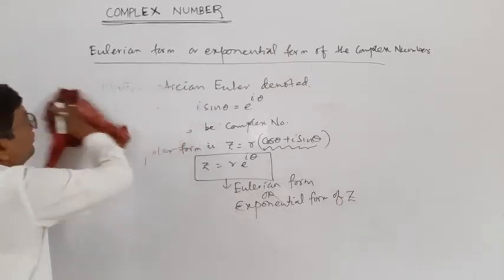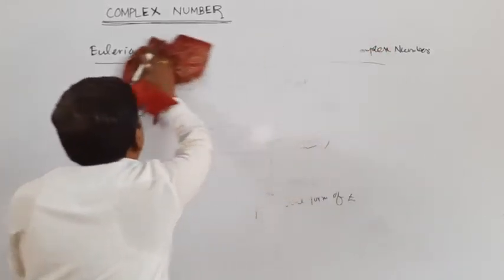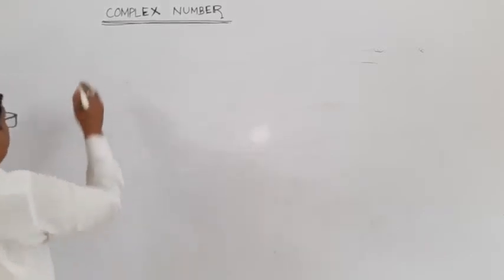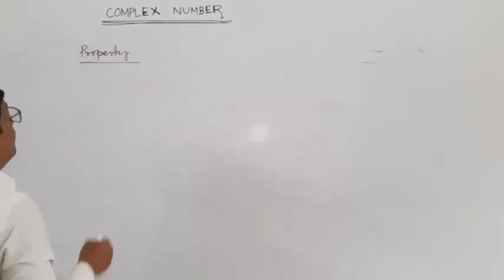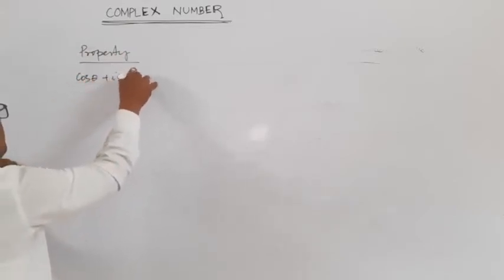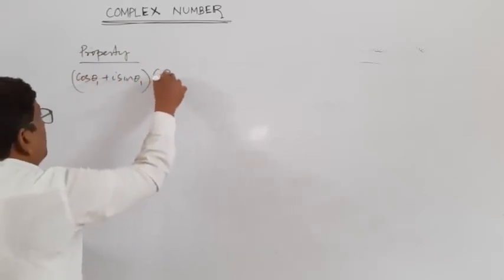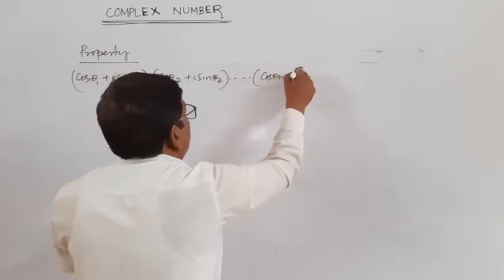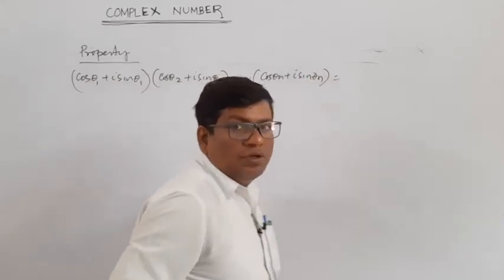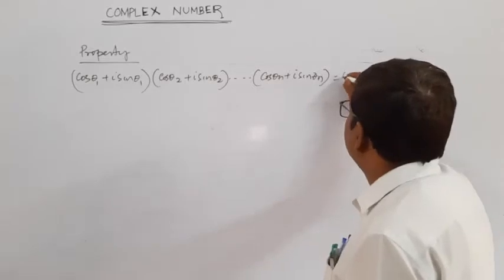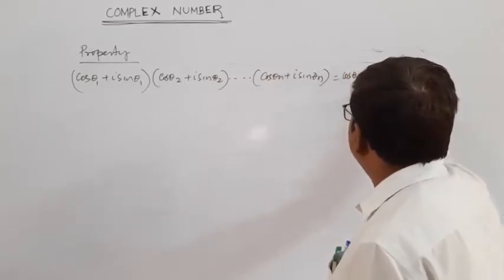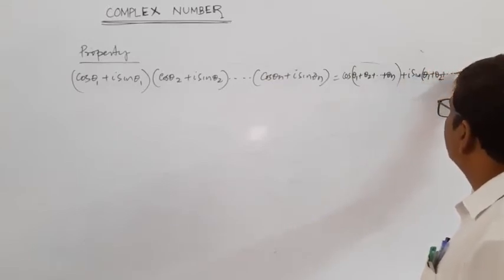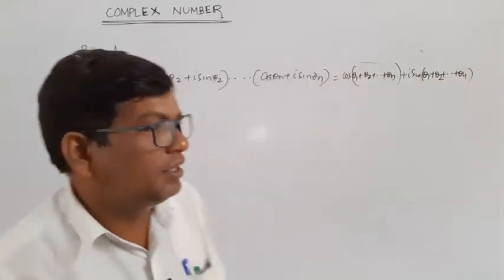Now some property regarding the exponential form. One very important, very interesting property: cos theta 1 plus i sin theta 1, into cos theta 2 plus i sin theta 2, up to cos theta n plus i sin theta n, is equal to cos of theta 1 plus theta 2 up to theta n plus i into sin of theta 1 plus theta 2 up to theta n. This is an interesting property of the complex number.